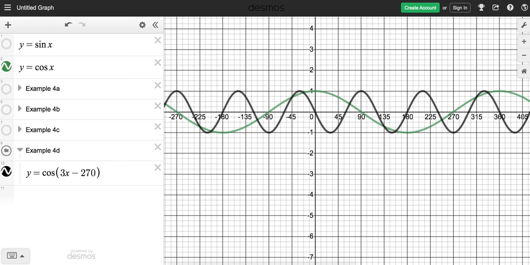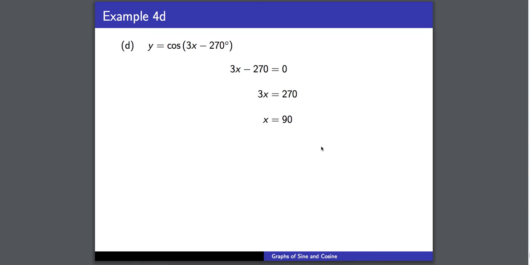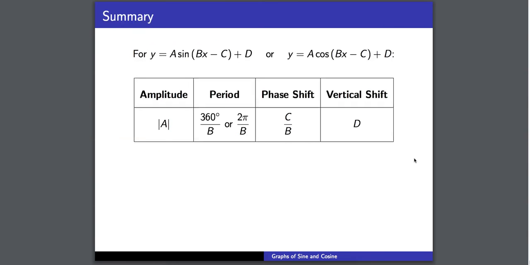So we have a new value at x is 90. So originally we were at 0, 1. Now we're at 90, 1. So it was a shift to the right 90 degrees. So we had that 90 degree shift. We also had the period change of 3. So that is the phase shift, 90 degrees to the right, for cosine 3x minus 270.